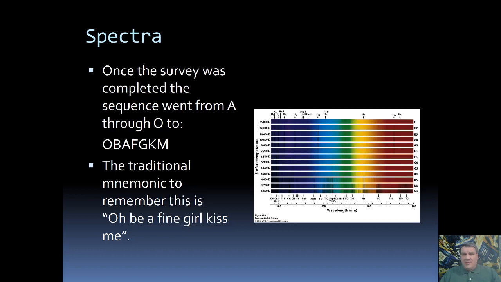A traditional mnemonic that I've seen in almost every astronomy textbook is "Oh, be a fine girl, kiss me," because astronomers are so advanced. Personally, I think that this is a silly phrase. It is stupid. So I'm going to give you a challenge to come up with your own and better mnemonic.